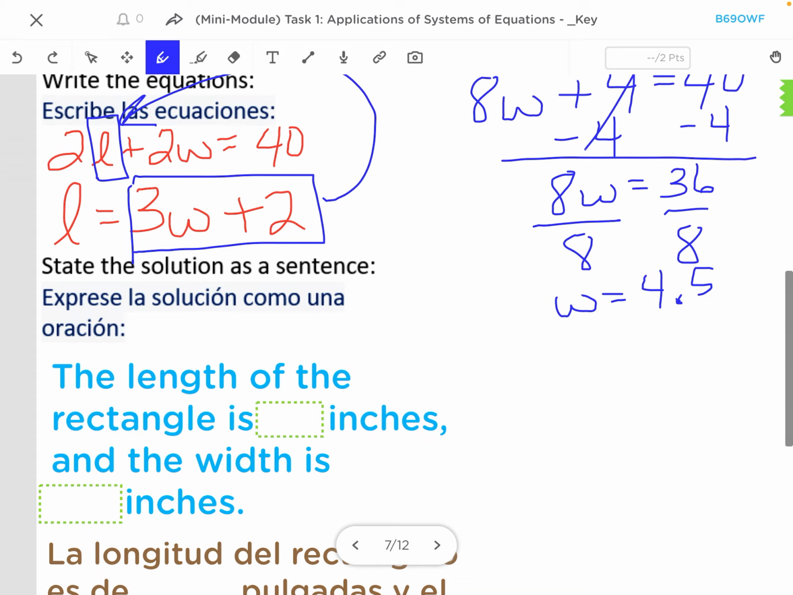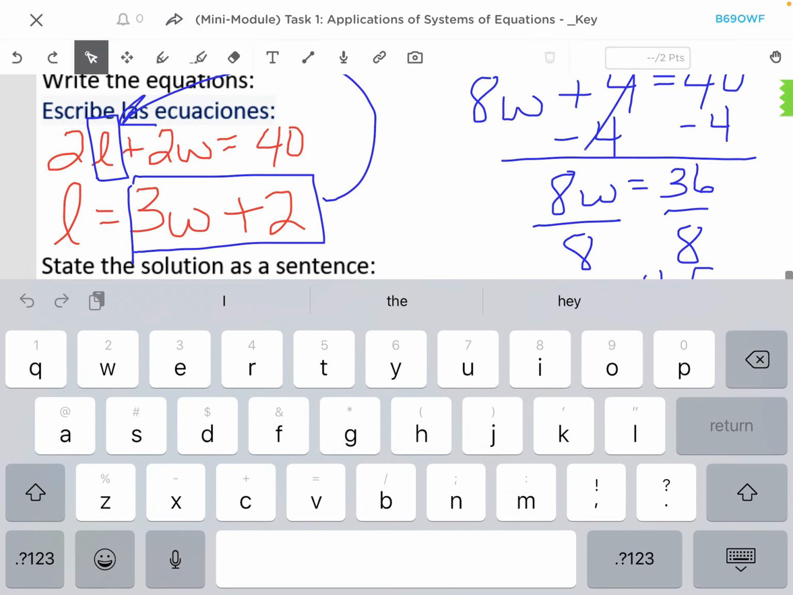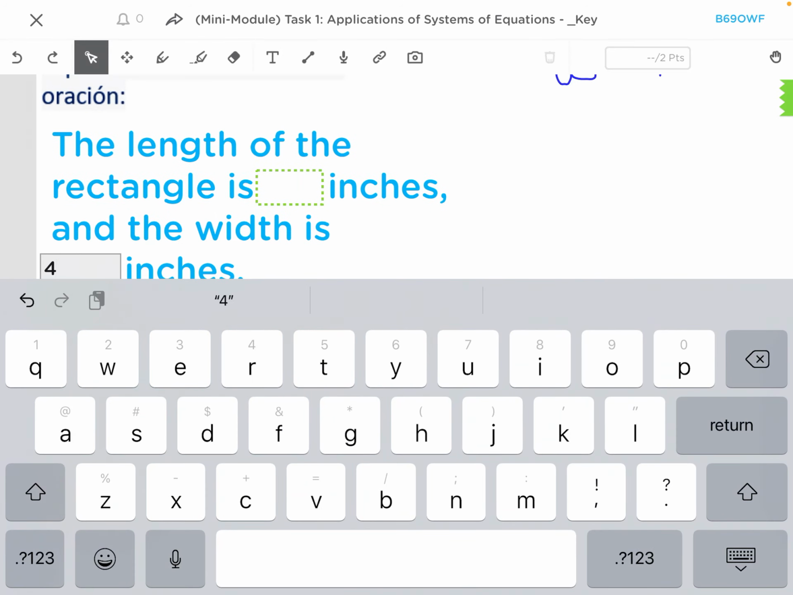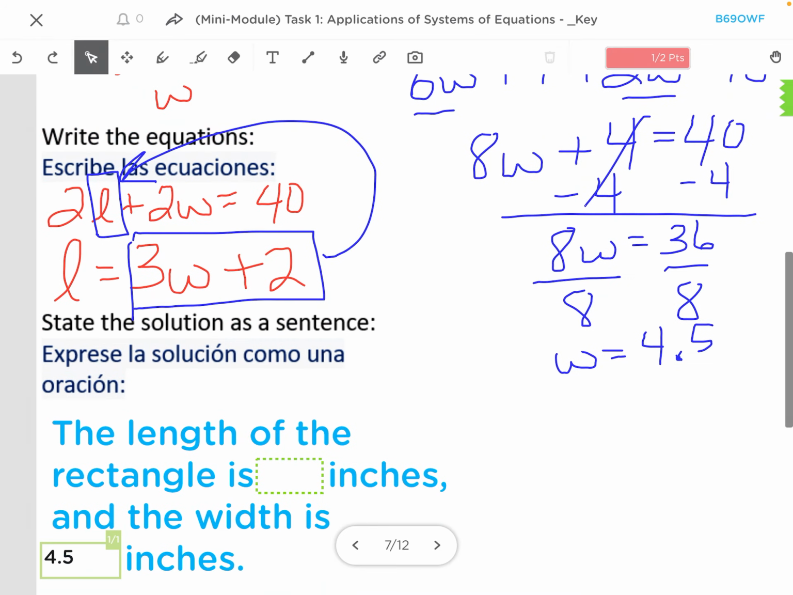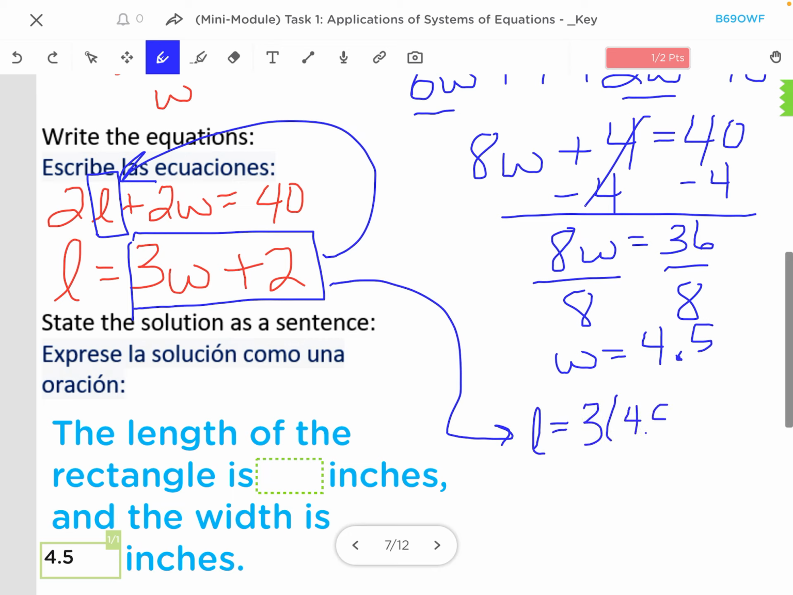So I'm going to go ahead and type that in to see if it's right before I continue with my length. The width is, here's the width, 4.5. Am I right? Yeah. Okay. So then I can do my length, and what I'm going to do is I'm going to plug it in right there. So length is 3 times 4.5 plus 2. So that's 12 and 1.5. So 13.5 plus 2, which is 15.5.